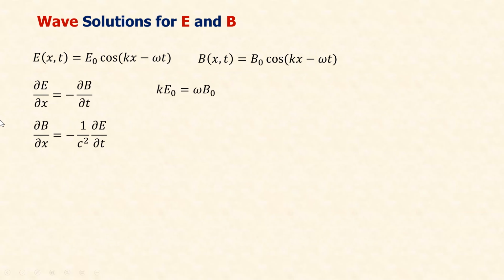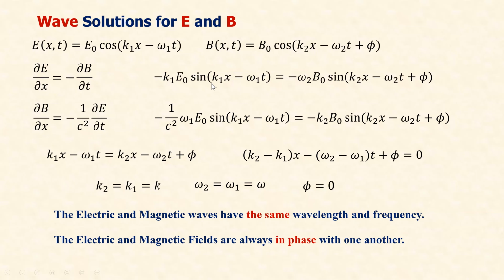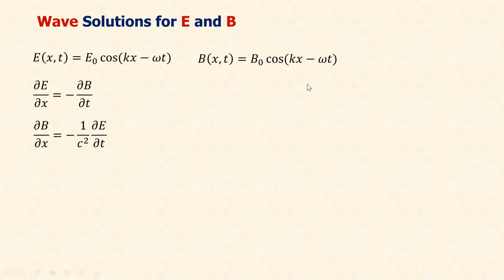If we go back in here, let me go back in here. Now that these are the same, you can drop them, and with the negative sign, k E naught is equal to omega B naught, right? So we have k E naught equal to omega B naught, and then E naught is omega over k B naught. But remember, omega over k was what? Was the speed of the wave, which is the speed of light. So E naught is c times B naught.